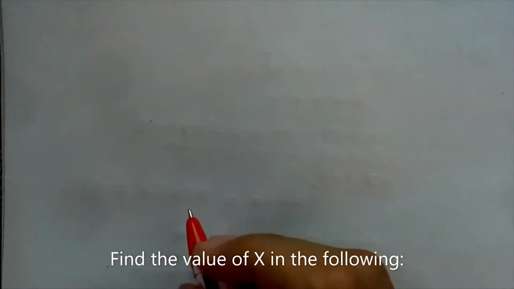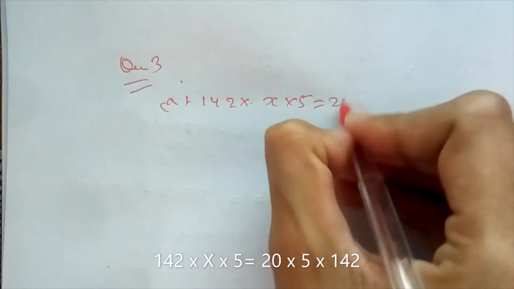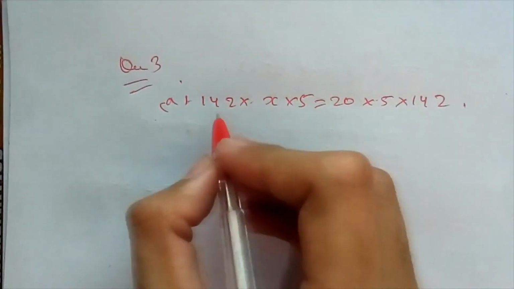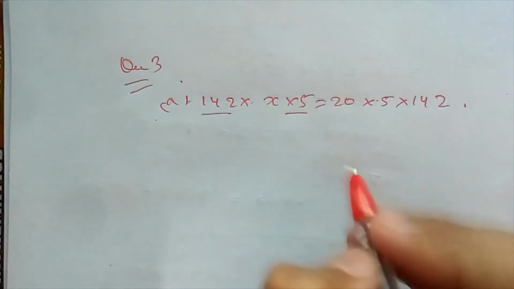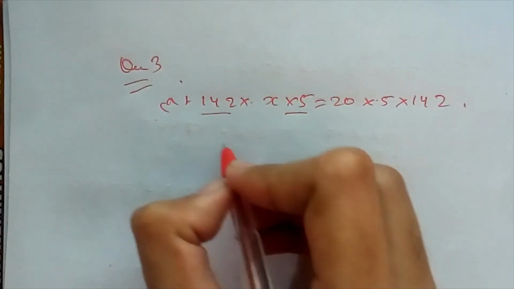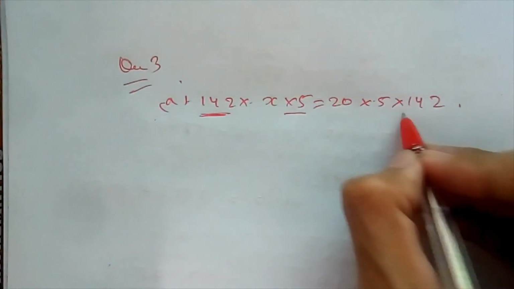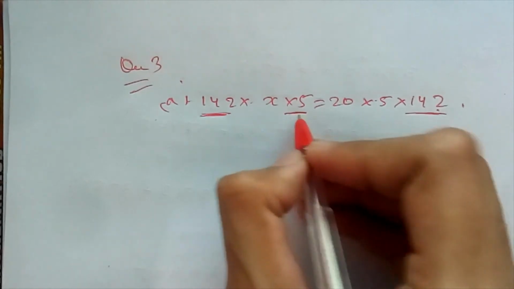The next question is find the value of x. So it's question 3: find the value of x in the following. The first part is 142 into x into 5 is equal to 20 into 5 into 142. For finding the value of x, these terms are in multiplication. You can see 142 is here and 142 is also here.